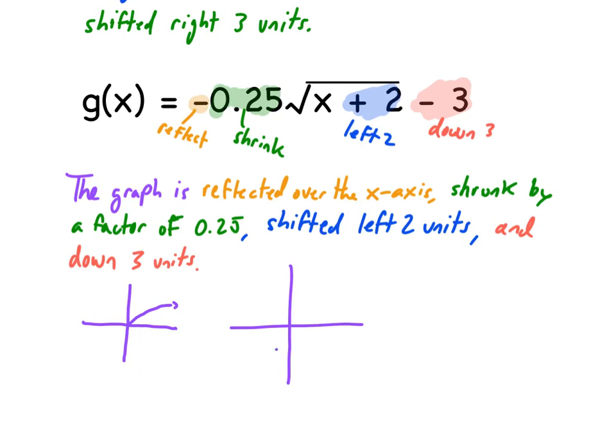That's where my new starting point is. It's reflected, so instead of curving up and to the right, it's going to curve down and to the right. And then it's also shrunk, which means it's going to be flatter than the original, so it's going to be a much flatter curve. So instead of being like that, maybe it's like that. So there we are. Our new function might look something kind of like that one. So as you go to graph it, it looks something like that. You just kind of have that picture ahead of time.